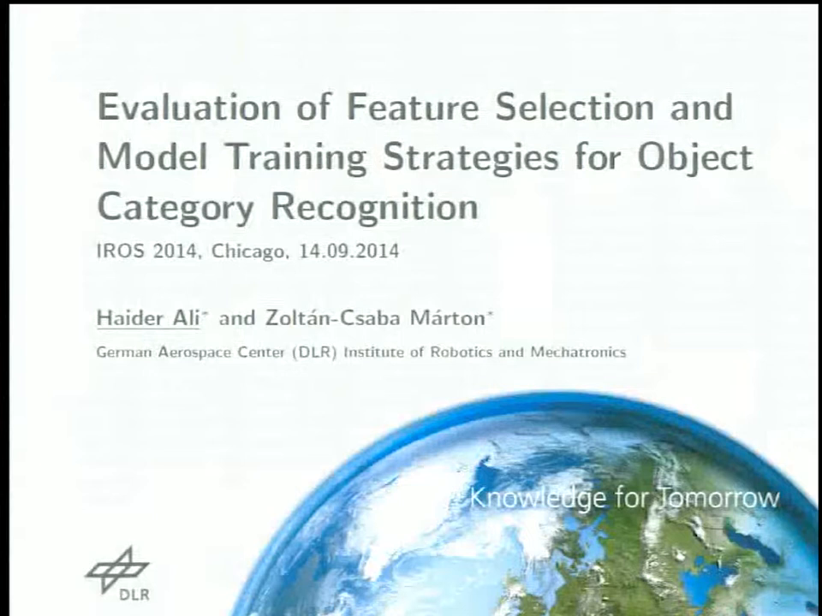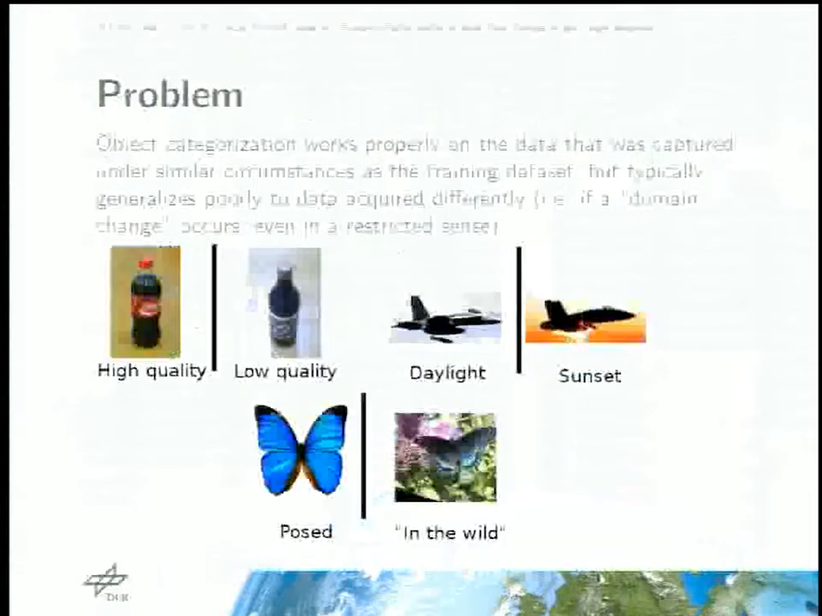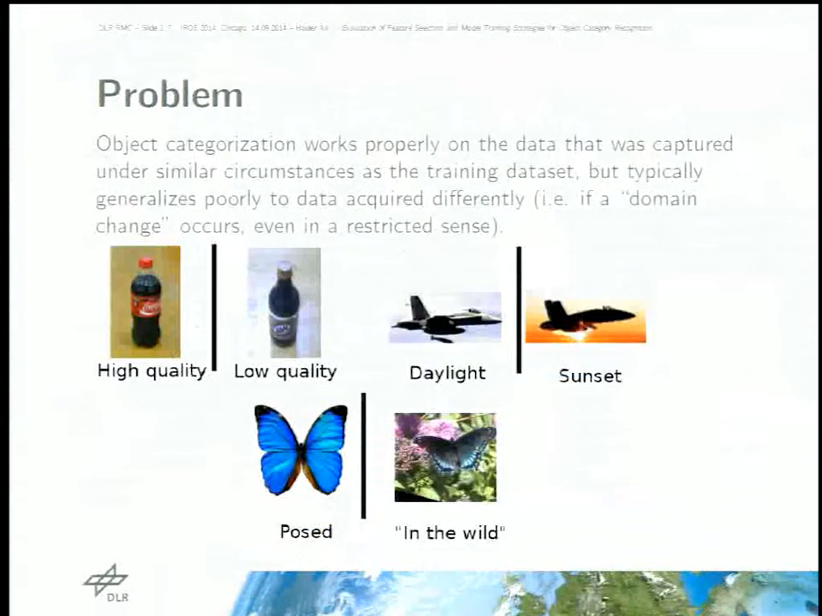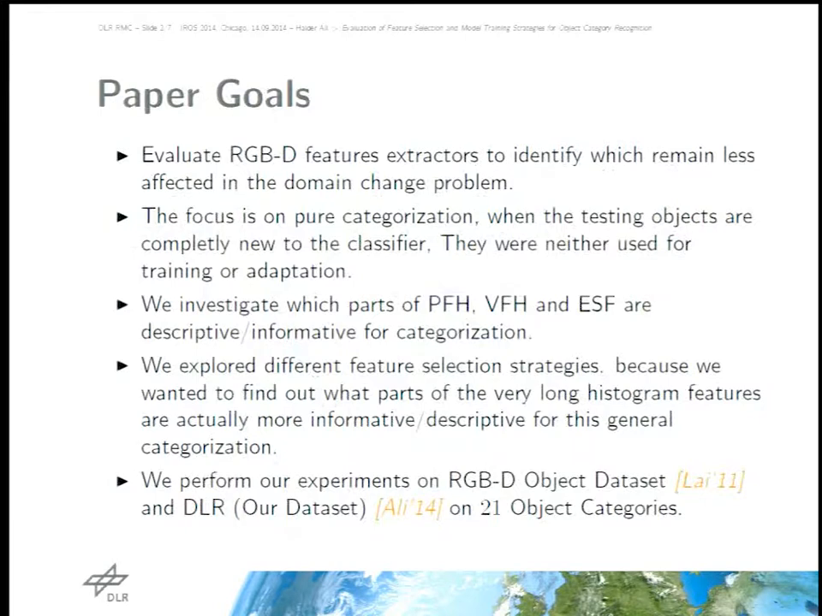My name is Haider Ali, and I'm working at the Institute of Robotics and Mechatronics, a division of the German Aerospace Center. I'm going to talk about the evaluation of feature selection and model training strategies for object category recognition. As we all know, a usual problem in object category recognition is that the generalization approach works pretty well on data captured under similar circumstances as the training data set, but typically we cannot generalize it to data acquired differently when a domain change occurs. So the goal of this work is to evaluate RGBD feature selection strategies and feature extractors to identify which remain less effective in the domain change problem.